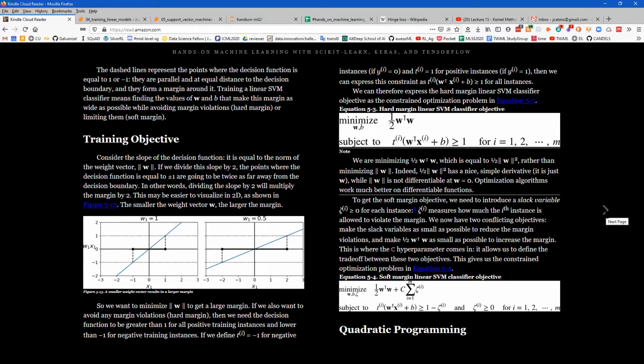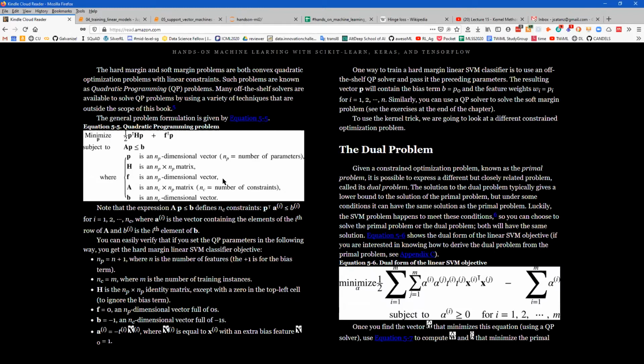Sometimes you can determine that it's not convex. Like if you see a cubic term, you know that that's not convex. Right. Okay, so here's the general form of a quadratic programming problem.